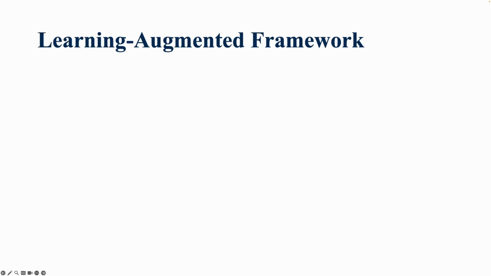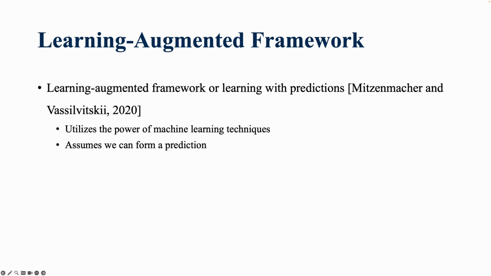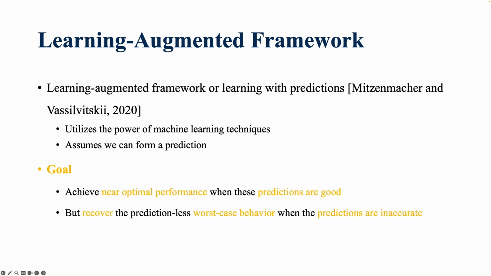To address the second challenge of the high price of recourse, we adopt the Learning-Augmented framework, also known as learning with predictions. The aim here is to perform nearly optimally when the predictions are accurate, while still maintaining robust worst-case guarantees if the predictions turn out to be unreliable.